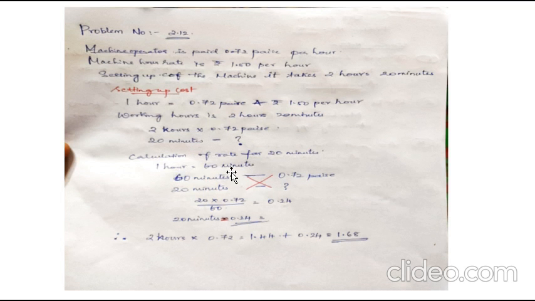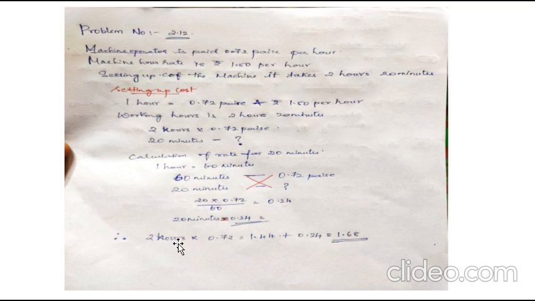For 1 hour is equal to how much? 60 minutes. 1 hour has 60 minutes. So for 1 hour or 60 minutes, how much is the operator being paid? For 1 hour he is being paid 72 paise. Then for 20 minutes how much is it? So you will cross multiply. 20 into 0.72 divided by 60 minutes will give you 0.24. So for 20 minutes the operator will be getting 0.24.